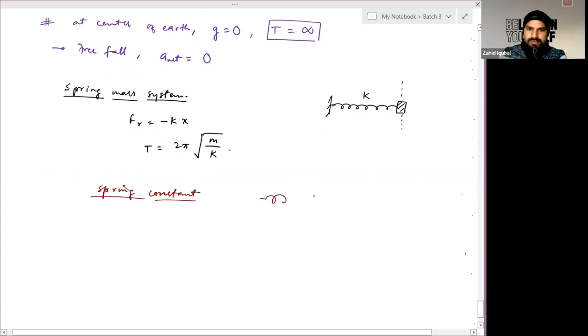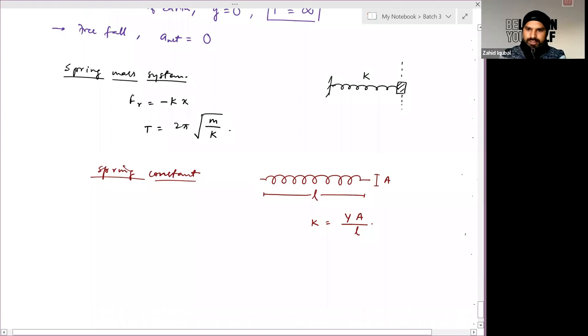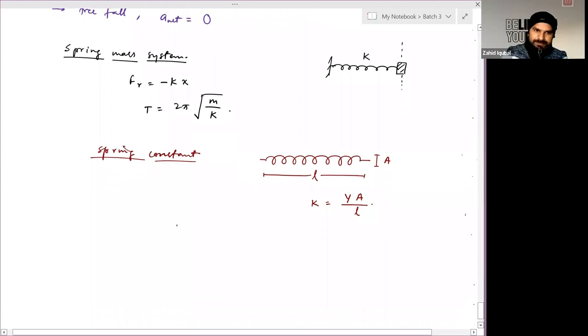Suppose you have a spring having area of cross section A, length L. So K equals YA divided by L, where Y is elasticity or simply Young's modulus, A is area of cross section, and L is length of this spring, natural length of spring. So you'll be asked, what will happen if you cut this particular spring in some segments?